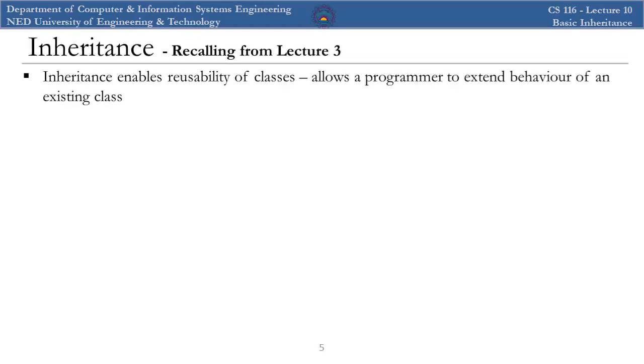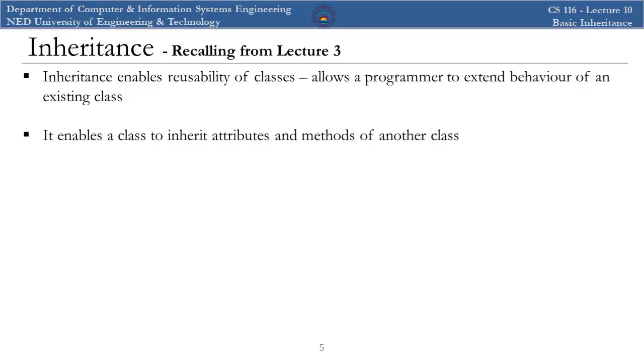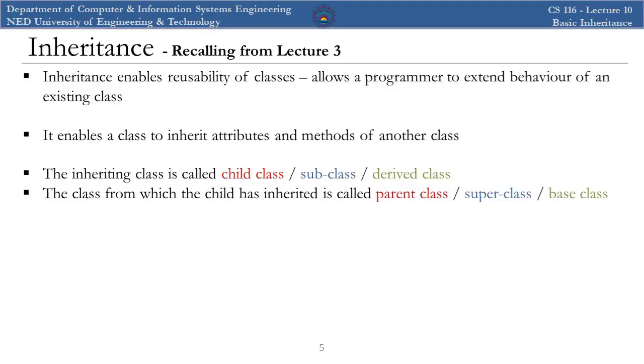Okay, let's quickly recap what we studied in lecture 3. There also we discussed inheritance, but just theoretically. So inheritance allows a programmer to extend behavior of an existing class, right? Like we can derive a class from an existing class, and when you derive one class from another class, then the deriving class inherits all the attributes and methods of that class from which it is inheriting. The inheriting class is called the child class or subclass or derived class, and the class from which this child class has inherited is called the parent class or superclass or base class.